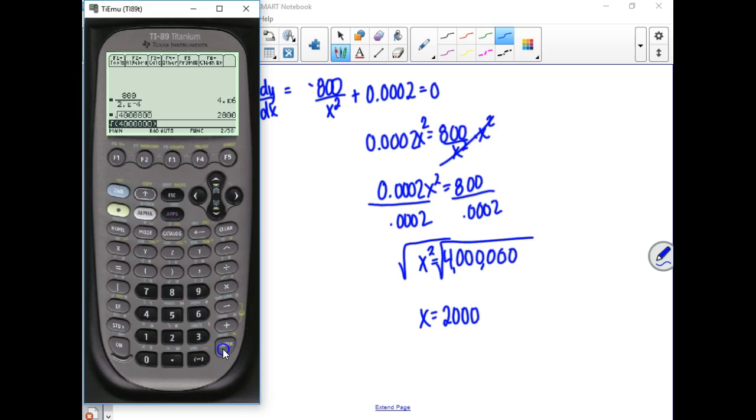So for this particular instance, your cheapest price per unit would be if you made 2,000 of whatever it is that you're making. If you start making more than this, it's going to cost you more per unit. If you make less than this, it's going to cost you more per unit. This is your absolute minimum cost per unit.